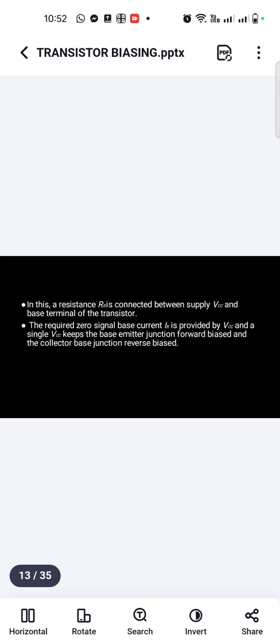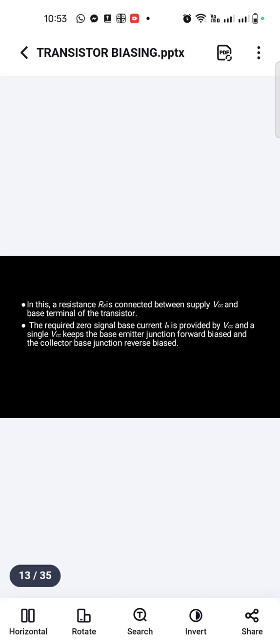In this fixed bias, the resistance RB is connected between the supply and the base. At zero signal, we are not giving any input signal. The base current is provided by VCC, and that VCC keeps the base emitter junction forward biased and the collector base junction reverse biased. If the transistor is operated in the active region, only then do we get the proper output. That's why the input base emitter junction is forward biased and the output collector base junction is reverse biased.